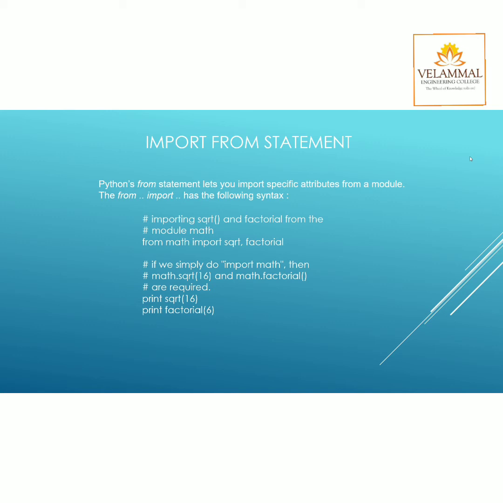But if we want only some specific functions to be imported, like for example here we are taking only the square root and factorial function from the math module, for that we will use the from statement. The syntax here is from math import sqrt, factorial. Now we have imported only the square root and factorial from the math module, and then we are using it in our program, that is print square root of 16, print factorial of 6. It will output 4.0 and 720.